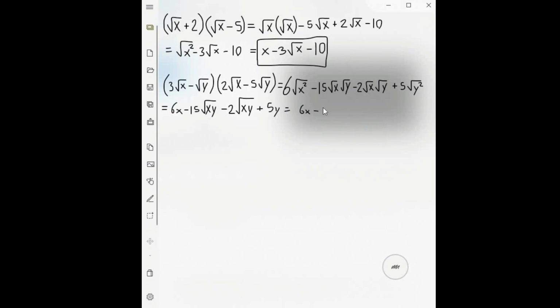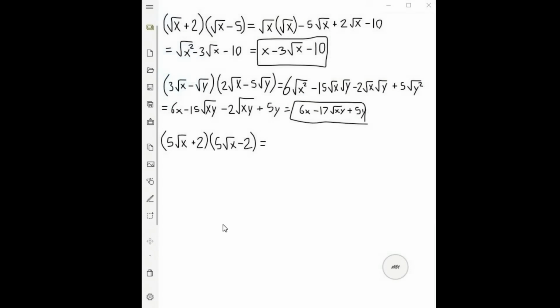And that's going to be combined with the minus 2 square root xy. So minus 15 minus 2 is minus 17. And yeah, we just combine like terms. And yeah, we're left with something like that. And we're going to use the same method here as well.